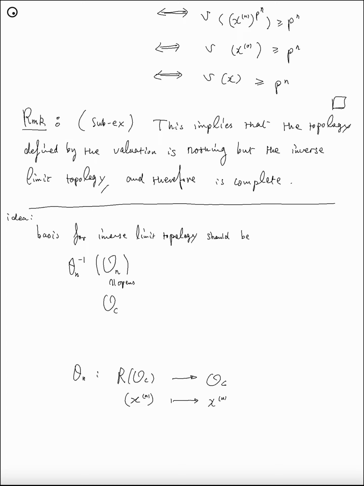Consider what are the opens of O_C. Opens of O_C should be those that come from the valuation, right? So the valuation. Let me just describe the opens of 0. So the opens of 0 should be those balls centered at 0 with those elements with valuation R, right?